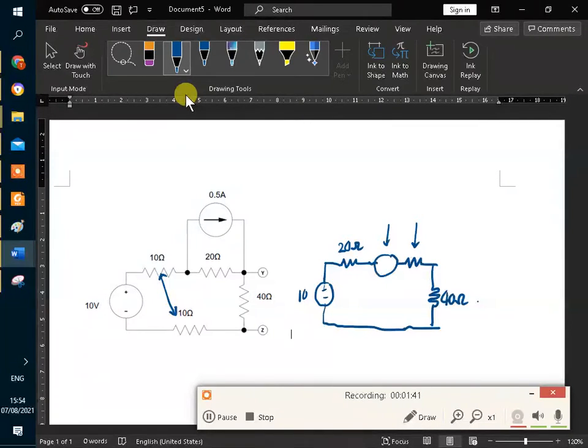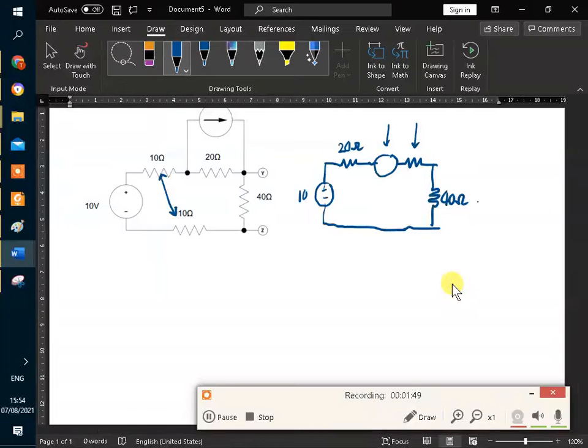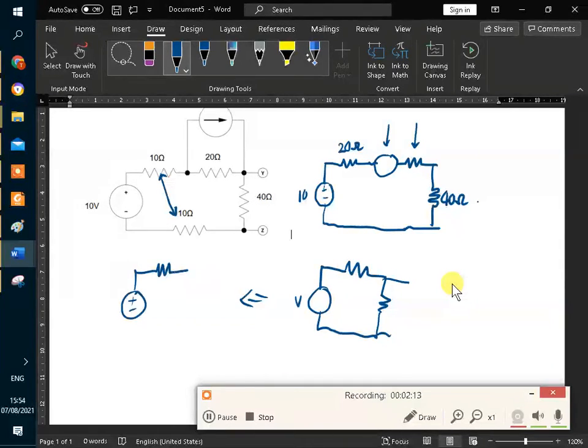After that, you simplify this circuit into something like this. Because we have two voltage sources, right? So we have a voltage source here and two resistors here. So the circuit can be simplified further to something like this. If you simplify further, you'll get the final circuit, the Thevenin equivalent circuit. And then this will be our Y and Z here.